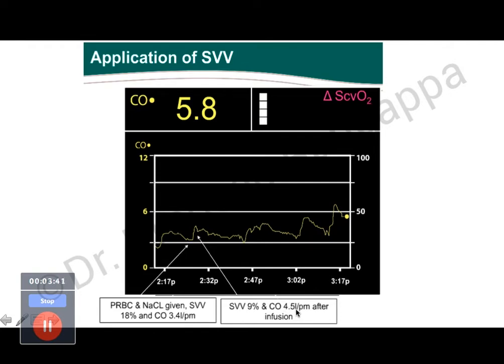What it really tells you is that because there is a variation of 18%, which is taken as an index, this patient is fluid responsive, where you have given fluid and you see what has happened to the stroke volume variation as a response to the fluid given. SVV, stroke volume variation, has come down and concomitantly there has been an increase in the cardiac output. This is how we interpret the trends in hemodynamic status and ascertain whether he is fluid responsive or not. So this is the science of stroke volume variation.